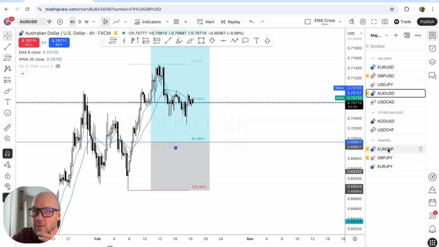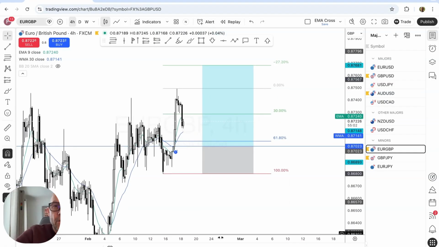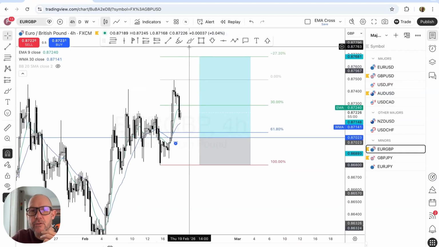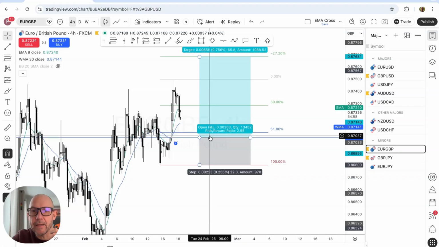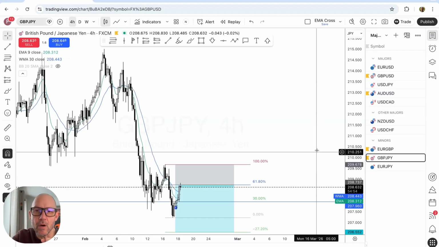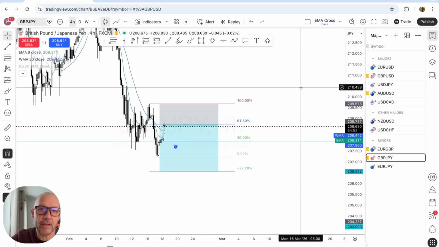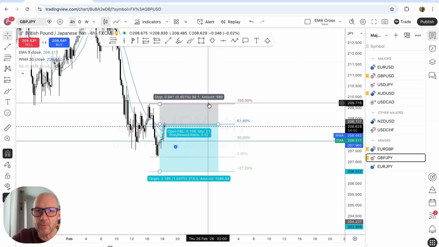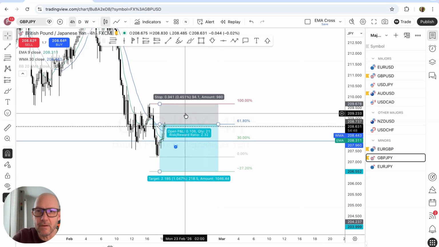And then we've got Euro GBP, which again, we've got our breaker structure. We're looking for it to pull back here. And GBP JPY, I'm actually in this on another account, but we've missed our entry. So unless it pulls back into this area, then I'm not going to be looking to enter that for this challenge. So as I say, 10K FTMO.